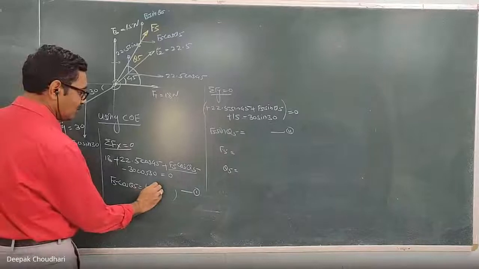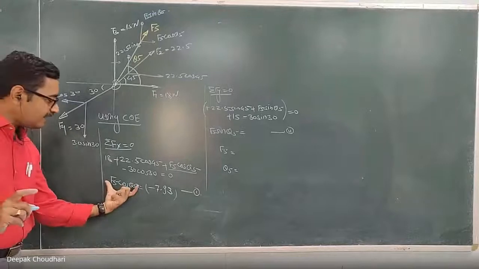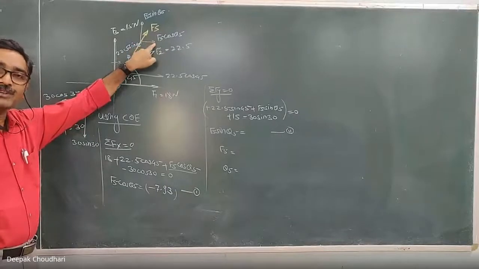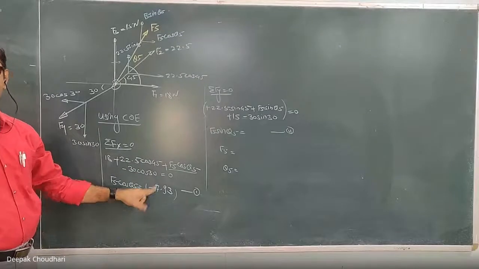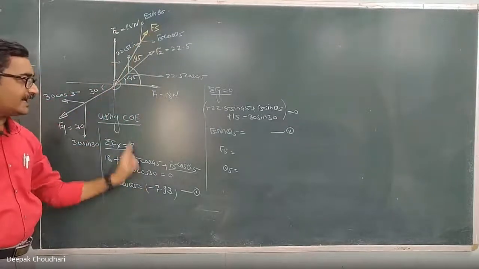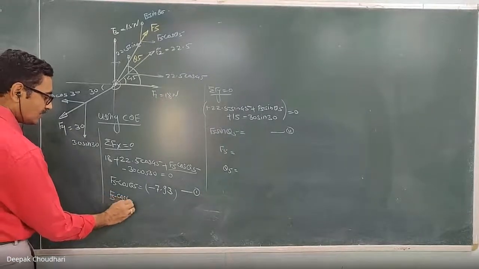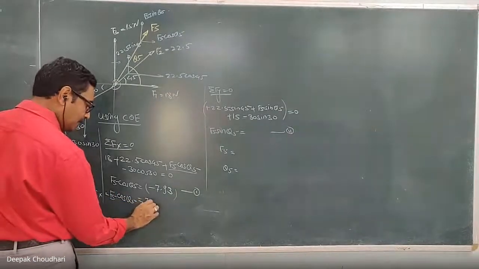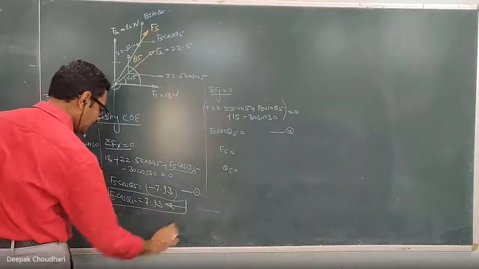Minus 7.93. Okay, now listen to me. Important thing. This F5 cos theta 5 is the x component of that fifth force. This direction was assumed. So with that assumed direction, we got the negative value. This negative value indicates that the x component of that fifth force is not towards right, it will be towards left. It means that this F5 cos theta 5, actually the x component of that fifth force, is equal to 7.93, make it positive and show it towards left. This is the F5 cos theta 5.